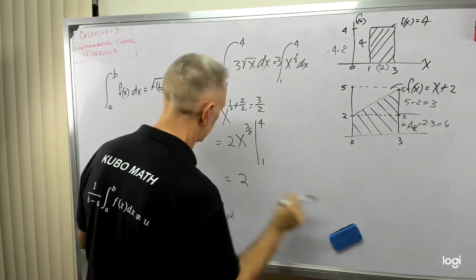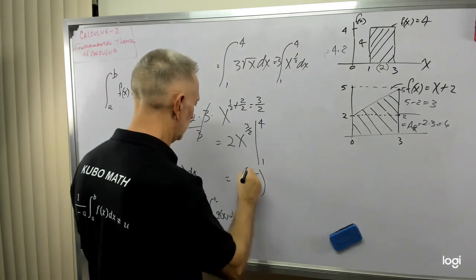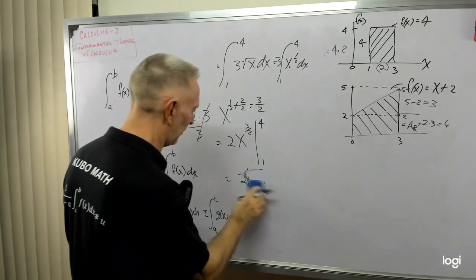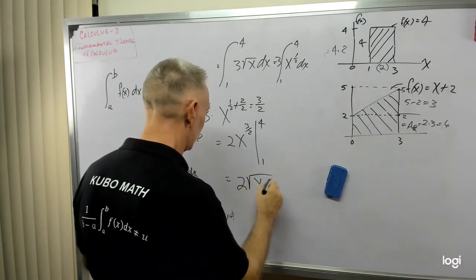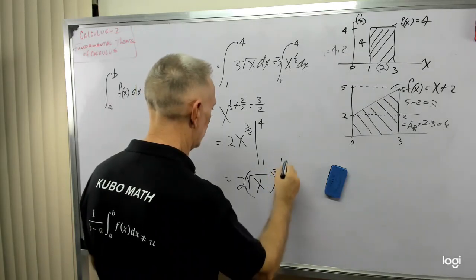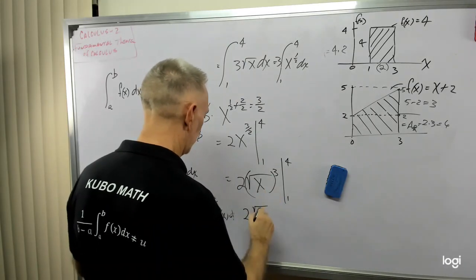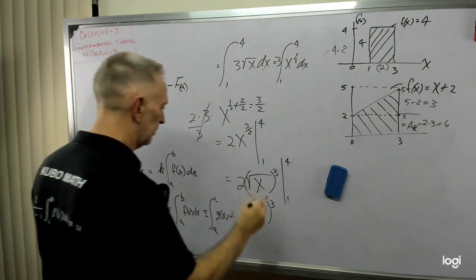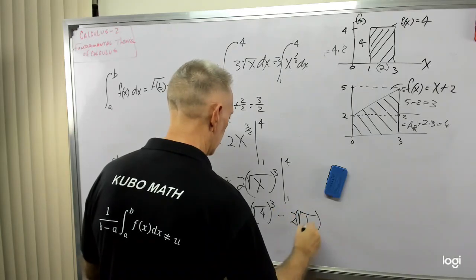Rules, rules, rules. Okay. So I actually have the square root of x cubed. So 2 times the square root of x cubed, and I couldn't have written that any sloppier. And we're evaluating that from 1 to 4. So 2 times the square root of 4 cubed, minus 2 times the square root of 1 cubed.